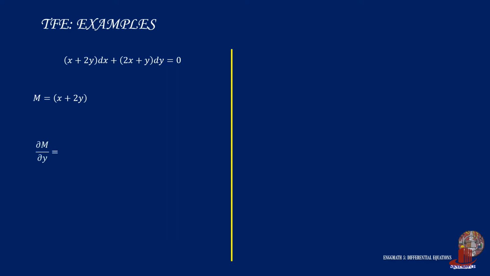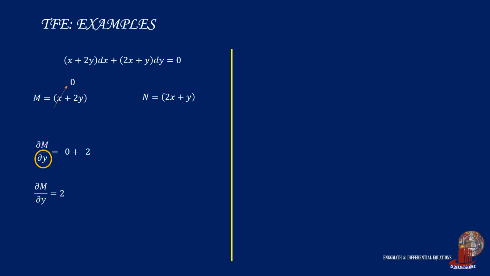Take the partial derivative of the function M with respect to y. Since we are working on the independent variable y, x will be taken as a constant and the derivative of a constant is 0. Then the derivative of 2y with respect to y is 2. So the partial derivative of M with respect to y is 2.